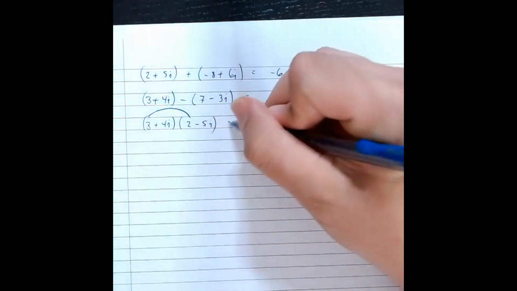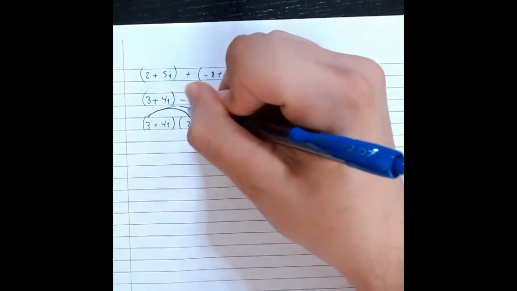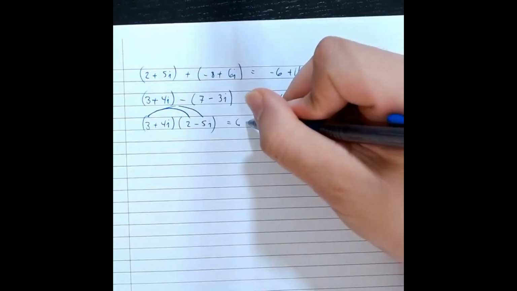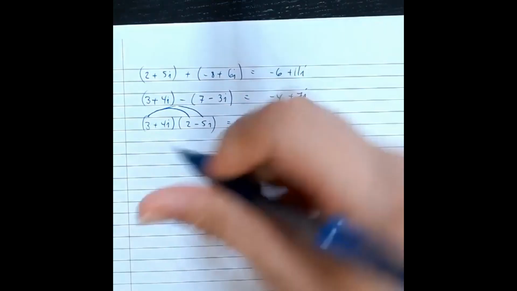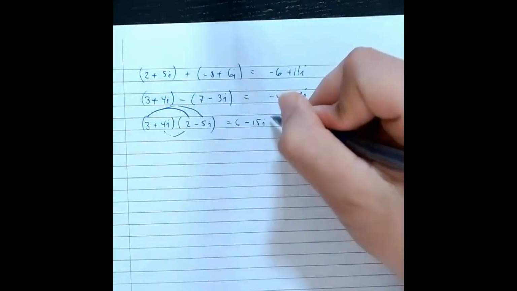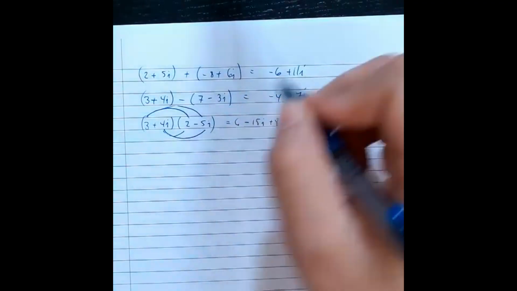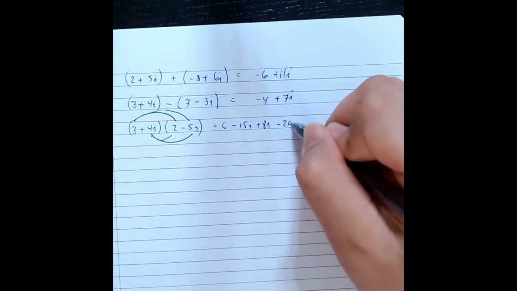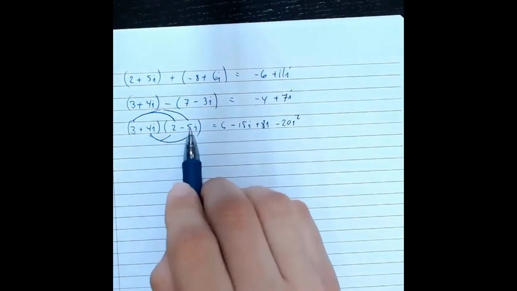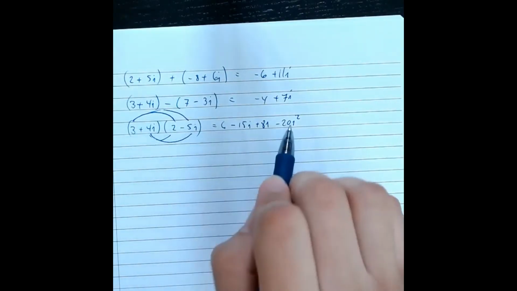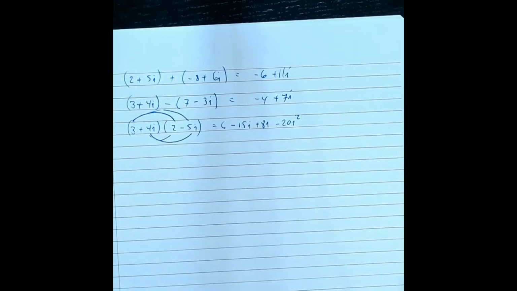2 times 3 is equal to 6. 3 times minus 5i is minus 15i. 4i times 2 is 8i. And 4i times minus 5i is minus 20i squared. All right, negative 4 times 5 is negative 20. I times I is I squared.